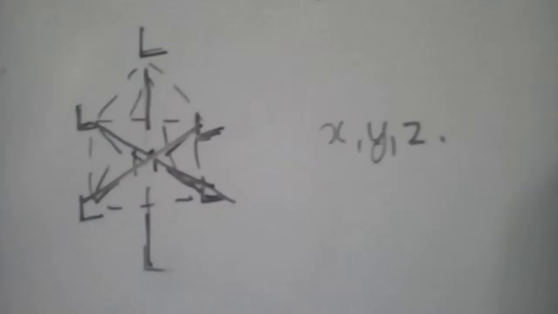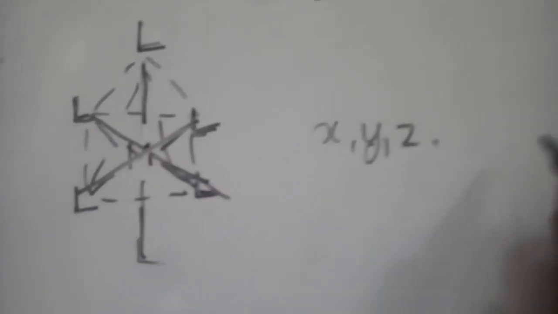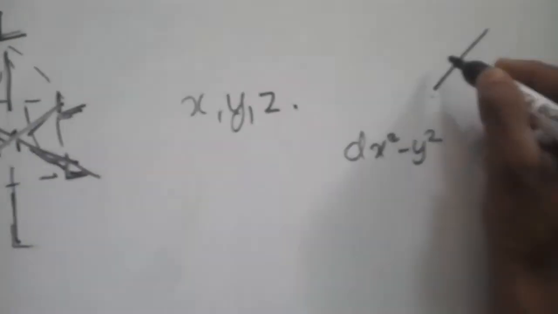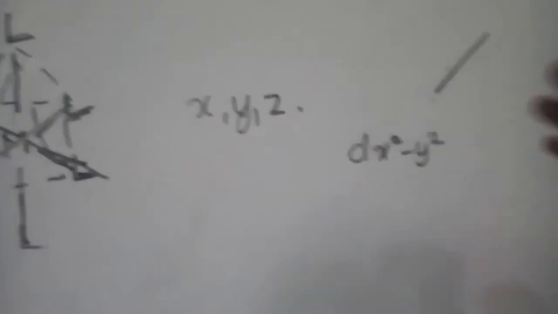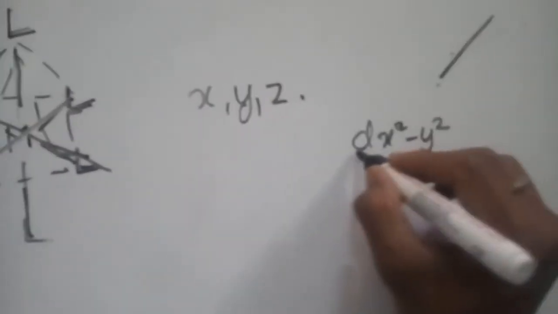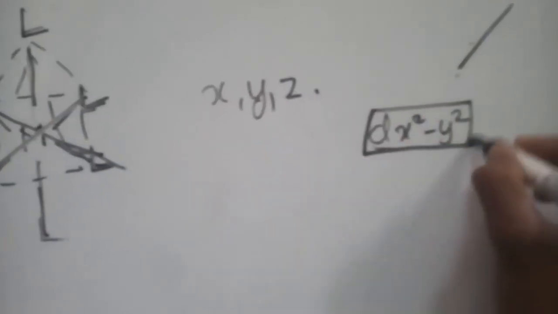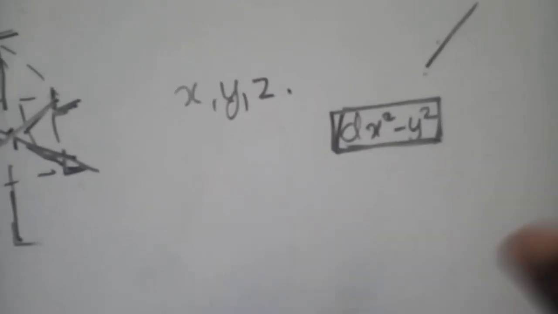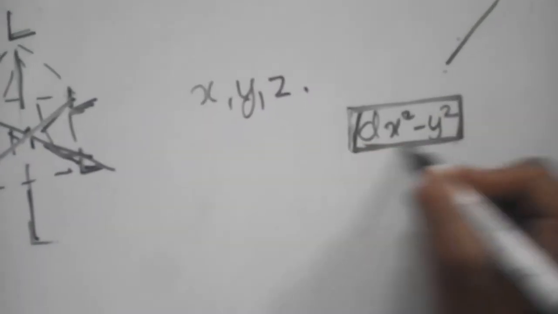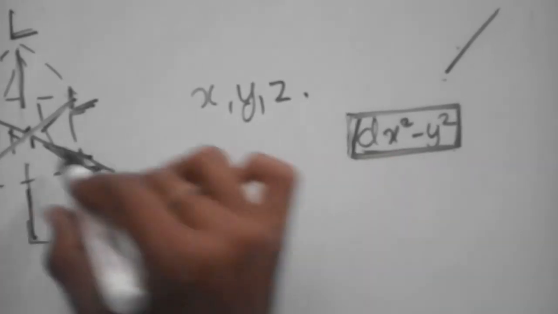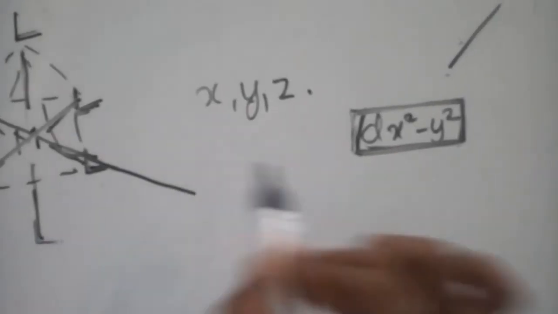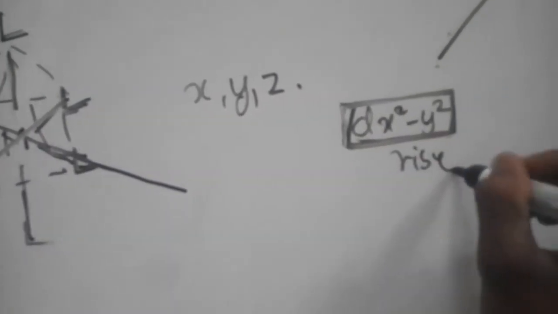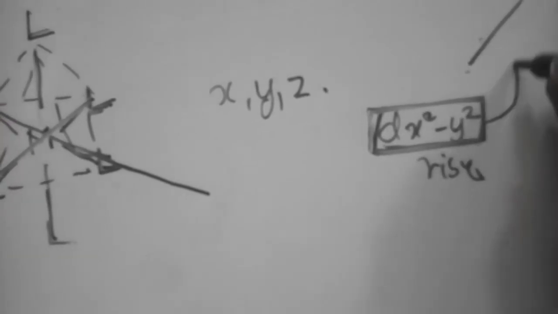Now when the ligands approach from the x, y and z axes, we know that dx square minus y square is present on the x and y axis, and therefore the ligands will interact more with these orbitals, and their energy will increase. There will be great repulsion between the electrons of the metal and the ligand electrons. This leads to a rise in energy, and therefore these orbitals will have higher energy.